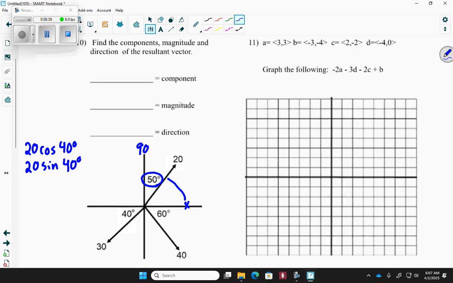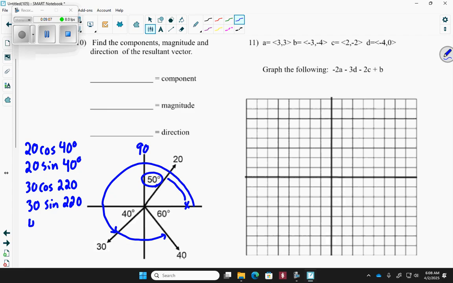Next one is going to be, if you keep going from 0, you hit 180 first, and that's 40 degrees after the 180. So that's going to be 30 cosine 220, and then 30 sine 220. All right, and then if we keep going, boom, we hit our vector 60 degrees before 360. So that's going to be 40 cosine 300, and then 40 sine 300.